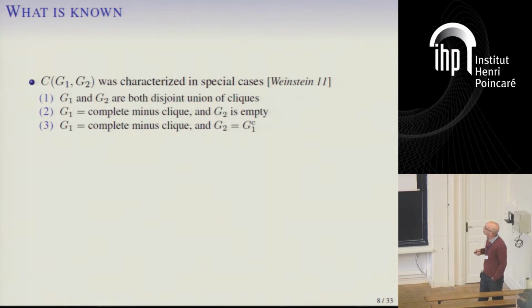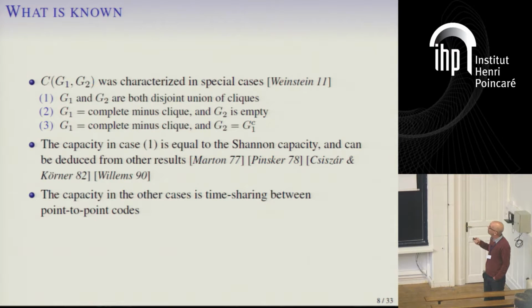So what is known about this problem? This was actually studied by Weinstein in 2011, and he was able to exactly characterize C of G1, G2 in three very specific cases. The first is when G1 and G2 are both disjoint unions of cliques, which basically corresponds to deterministic channels from the input to both receivers. The other two cases are when G1 is a complete graph minus a clique, and the other graph is either empty or the complement of G1. It should be noted that in the first case, the capacity is actually equal to the Shannon capacity.